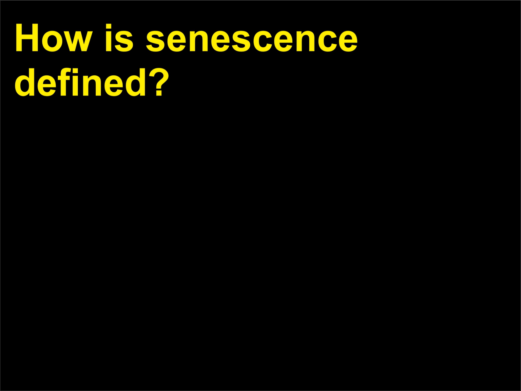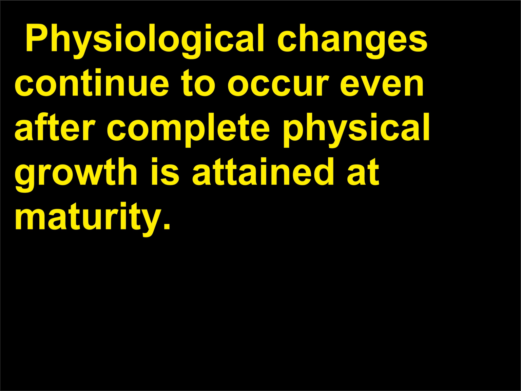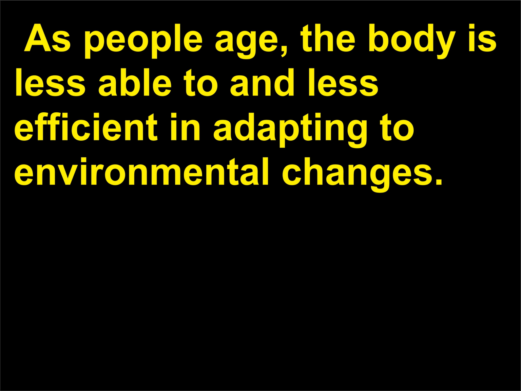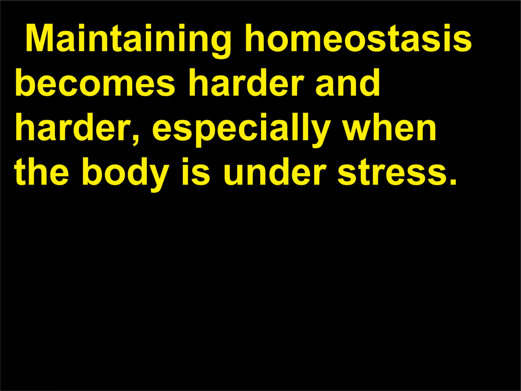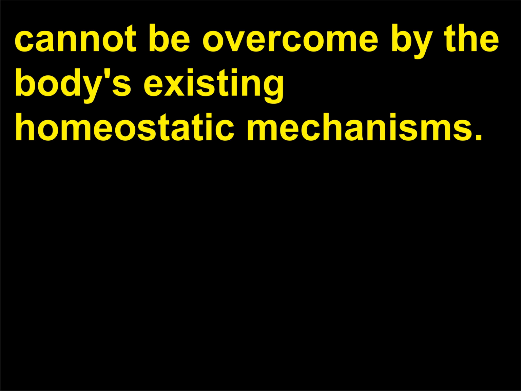How is senescence defined? Senescence, from the Latin senex, meaning old, is the process of aging. Physiological changes continue to occur even after complete physical growth is attained at maturity. As people age, the body is less able to and less efficient in adapting to environmental changes. Maintaining homeostasis becomes harder and harder, especially when the body is under stress. Ultimately, death occurs when the combination of stresses cannot be overcome by the body's existing homeostatic mechanisms.